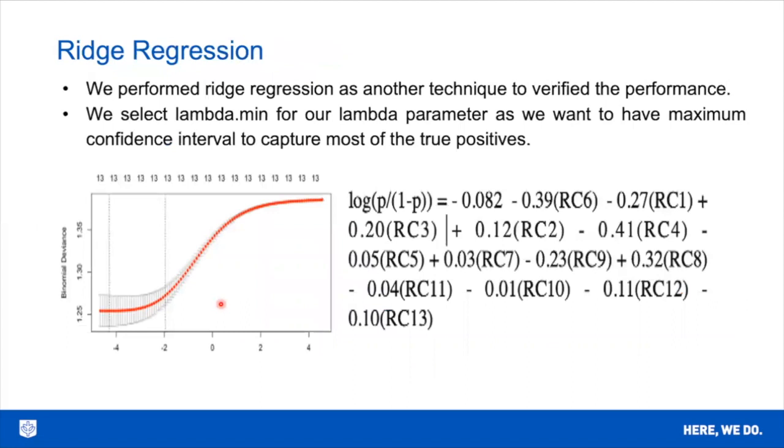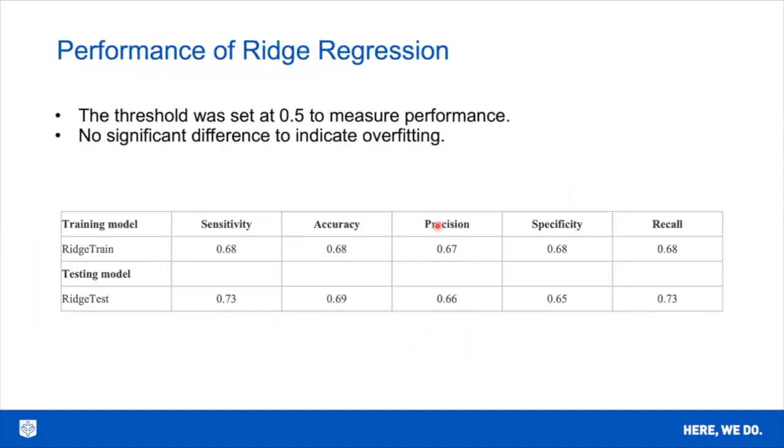Similarly, we went ahead with the ridge regression. Here, to specify, we went ahead with lambda min because we wanted to capture more of the confidence interval so that we capture more of the true positives. And as mentioned earlier, we had the threshold as 0.5. This is the model equation. For the performance of the ridge regression, we again had the ridge on the test with 73%.